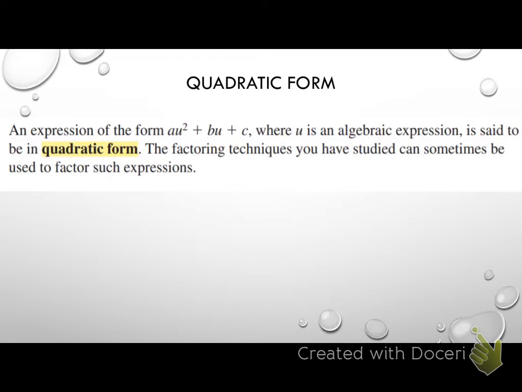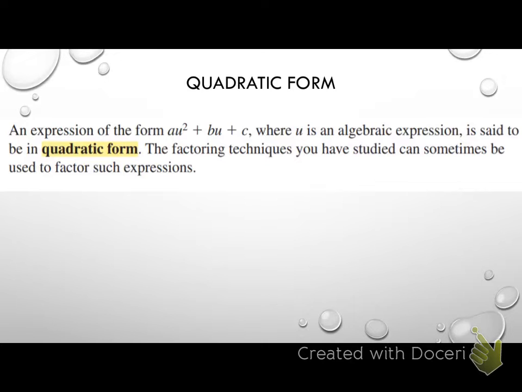So let's talk about quadratic form. An expression of the form AU squared plus BU plus C, where U is an algebraic expression, is said to be in quadratic form. The factoring techniques you have studied can sometimes be used to factor such expressions. So the ones we've used before, we're most likely going to be able to use today. It's just going to look a little different because our exponents are going to be bigger.